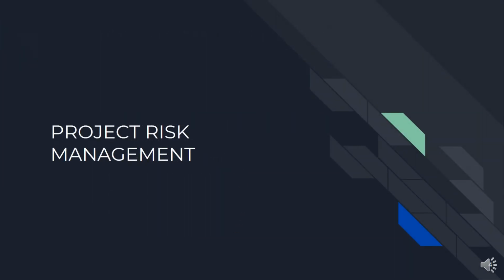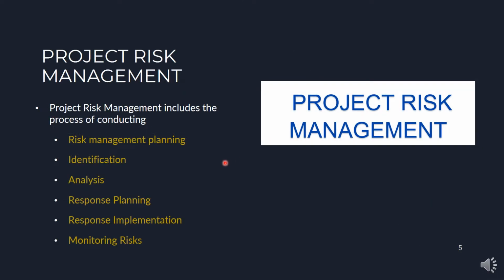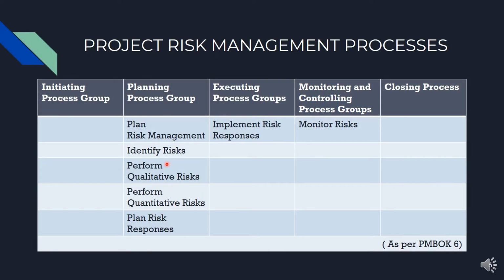So let's understand the topic for today, which is project risk management. It includes the processes of planning risk management, identification of risk, analysis of risk, response planning, implementation of the risk response plans, and monitoring risk. Overall, there are 7 processes in project risk management: 5 in the planning process group, 1 in the executing process group, and 1 in the monitoring and controlling process group.